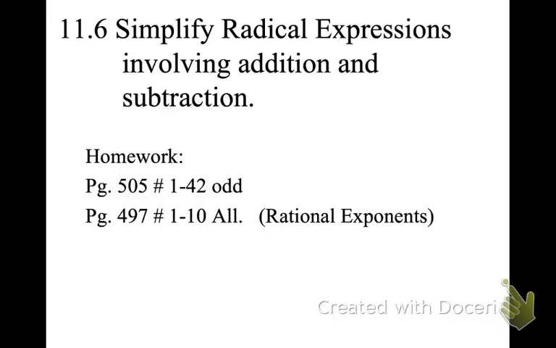Good morning. This is section 11.6. We are simplifying radical expressions involving addition and subtraction. Your homework tonight is page 505, 1 through 42 odd, and page 497, number 1 through 10 all.